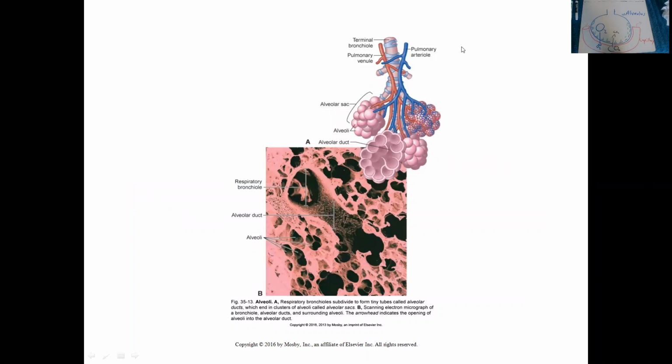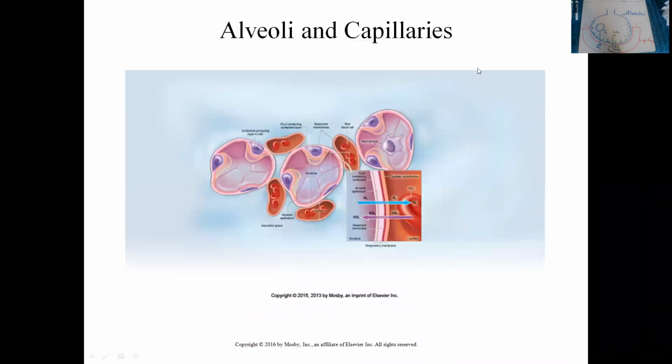Here's a look at a slice through a lung. You can see there's lots of holes in it, which are the alveoli. And this picture is showing the alveoli. I showed it as just one big structure. They're kind of more like this, kind of like grapes at the end of the tubes. And here's a representation of the alveoli being surrounded by capillaries and showing the gas exchange between alveolus and capillary.